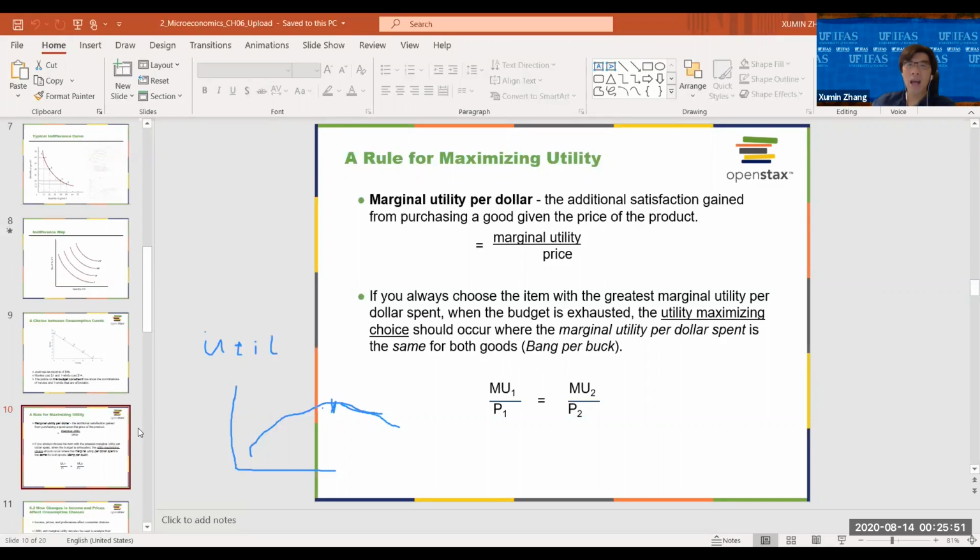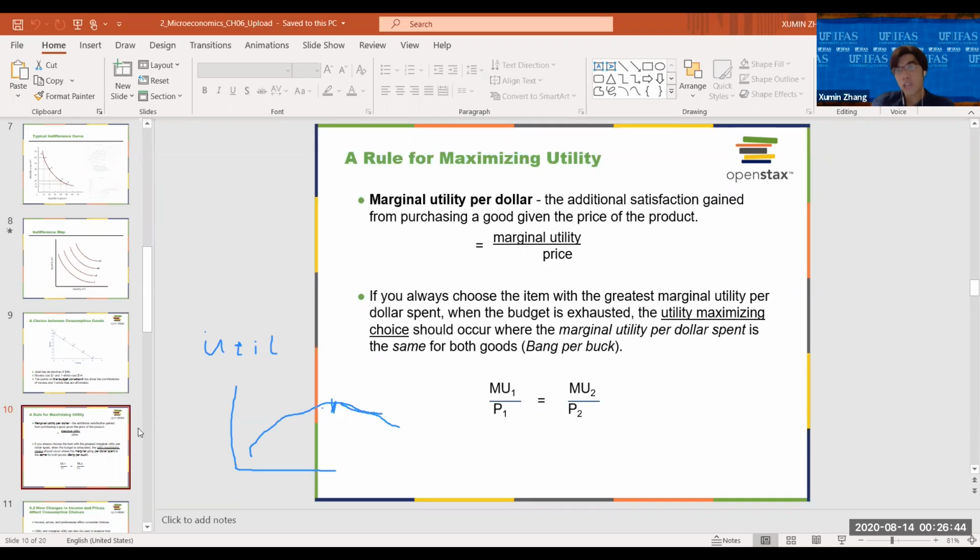We are talking about the marginal utility per dollar. We want to find the touch point, but there is a rule behind that: the marginal utility per dollar should be the same for the two products, X and Y. The marginal utility divided by the price, once they are equal to each other, means the additional satisfaction, the additional utility gained from purchasing good X or good Y is the same, and then we won't change.